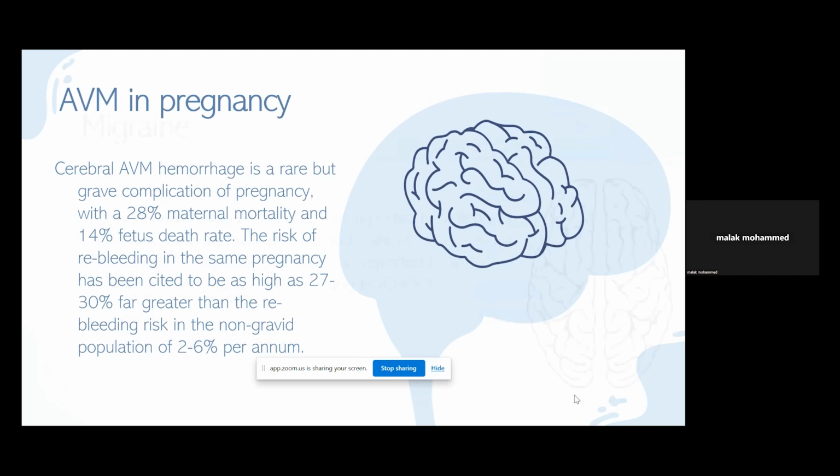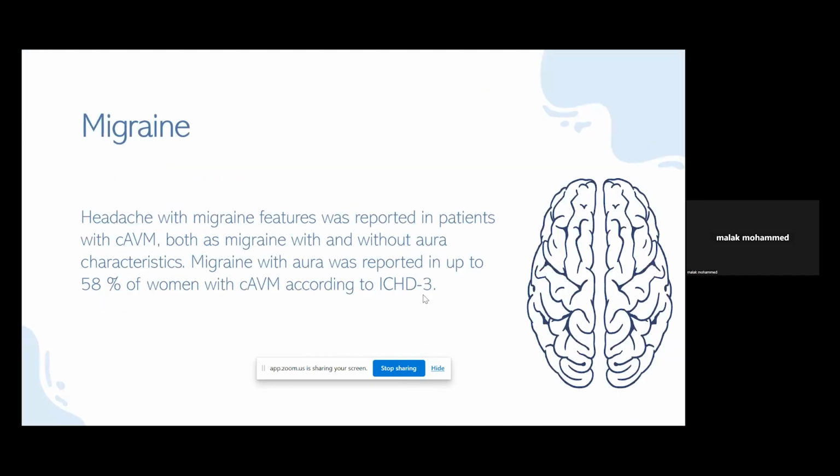Migraine, the second aspect of our case. Migraine features were reported in patients with arteriovenous malformation, both as migraine with and without aura. Migraine with aura was reported in up to 58% of women with cerebral arteriovenous malformation.